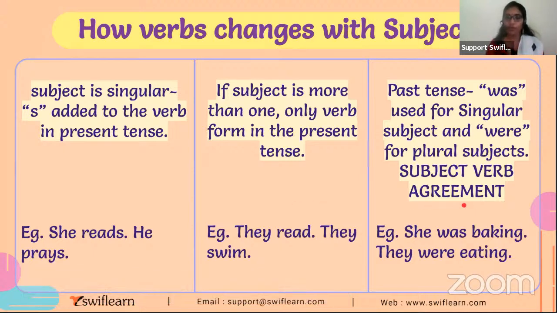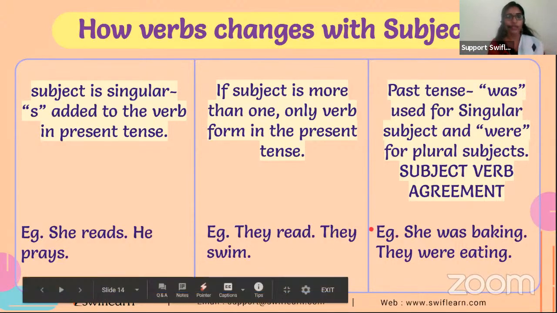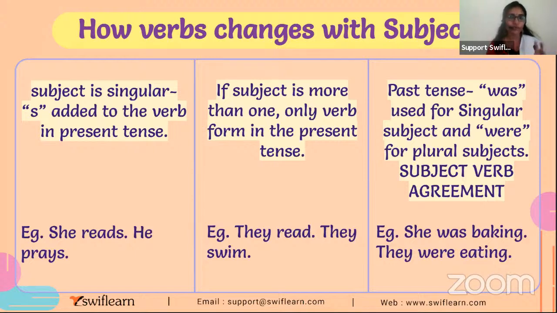So again, I repeat. She was baking. She is singular. So we use was. They were eating. They is plural. So they is a plural word, and that's why we use were in the past tense. So I hope this is clear, everyone. If this is clear, we can move on to the other thing, and it will be very easy to make sentences using verbs.